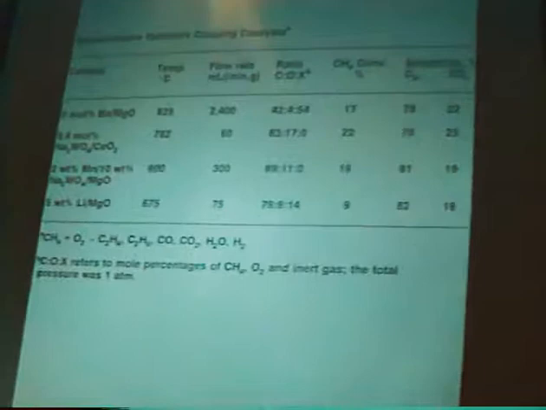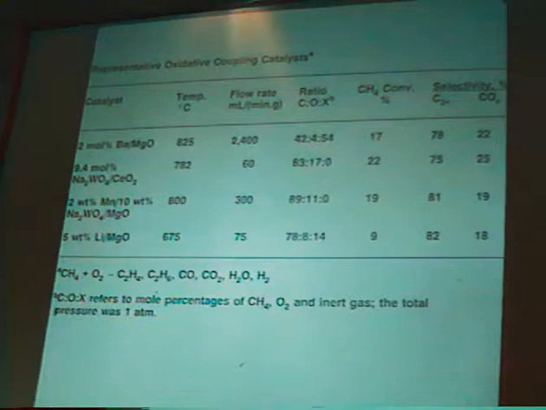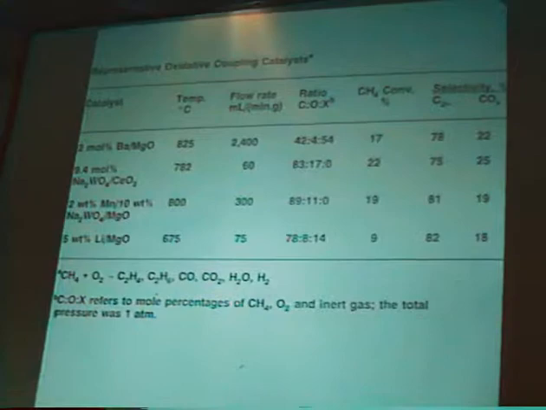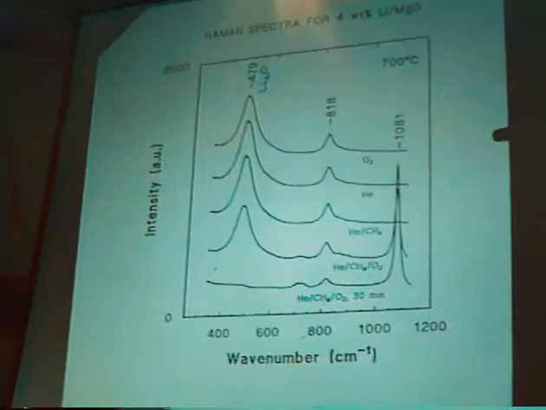And finally, I would like to tell you about some very preliminary results on the lithium magnesium oxide system. One of the questions that arises as a result of our work on the barium magnesium oxide system is: do peroxide ions also exist on lithium magnesium oxide? And are they responsible for our catalysis? There is evidence that peroxide ions do exist, but there is a question, at least on the lithium magnesium oxide, whether they are very reactive with respect to methane.